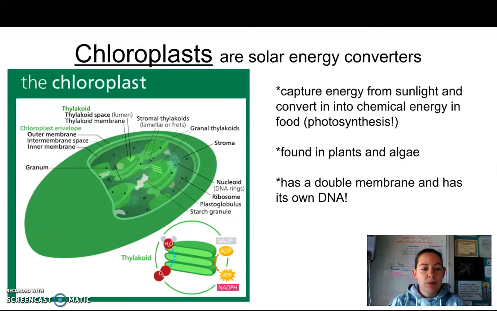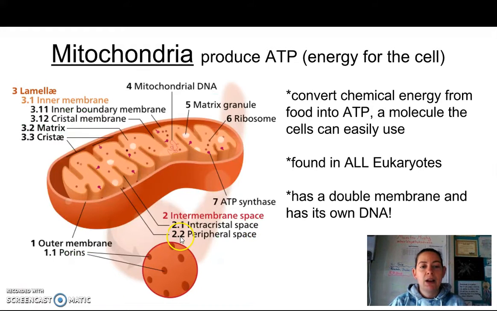And that's pretty similar to our next one, also mitochondria. So these guys kind of look like a kidney bean, also full of membranes with lots of specialized proteins. And what these do is they convert the chemical energy from food, from sugars, into ATP. ATP is a little molecule that the cells use for their energy. So the cells can't directly use the energy that's stored in sugar. They have to break it down into ATP. So that's why these are found in all eukaryotes, even plants.